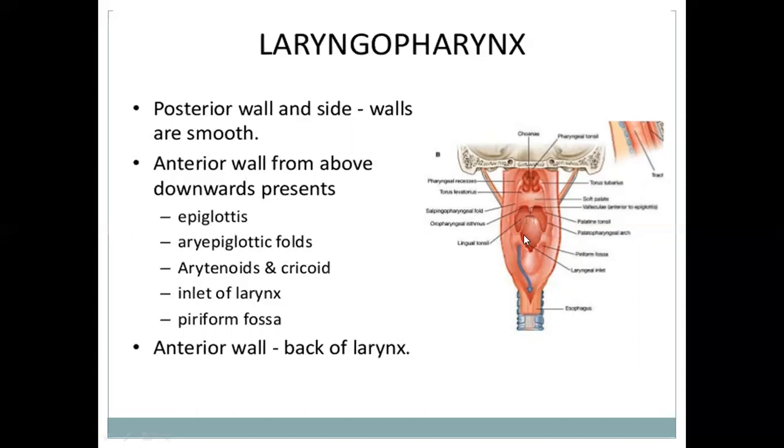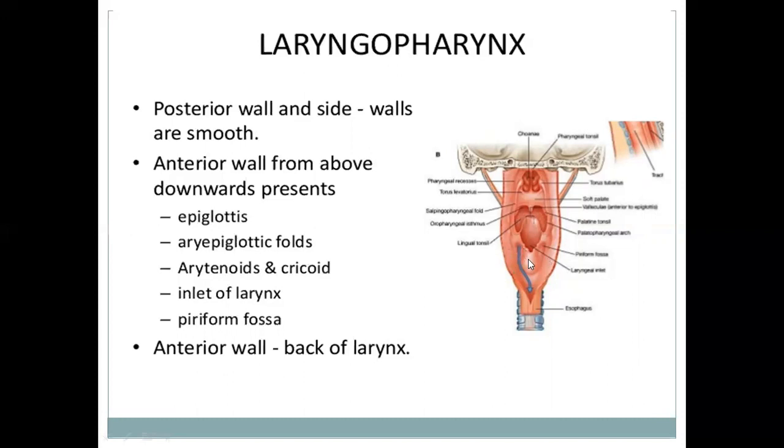Below the epiglottis we have a laryngeal inlet. If the air enters through this inlet, it goes into the trachea. We have piriform fossae on each side. The piriform fossa is formed medially by the aryepiglottic fold, and laterally by the thyroid cartilage.